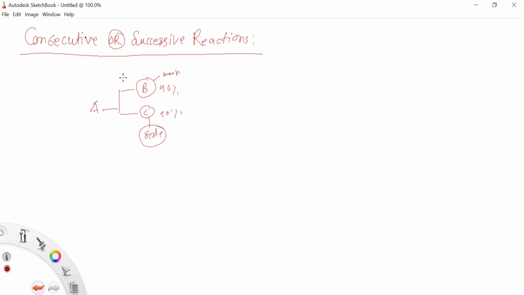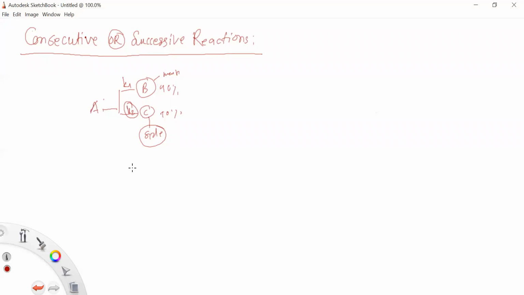The rate constant for this one is K1 and for this one is K2. So the rate of the side or parallel reaction can be accounted for when considering the overall reaction. This is an example of side reactions or parallel reactions. On the basis of this, we can find out the overall rate of reaction.